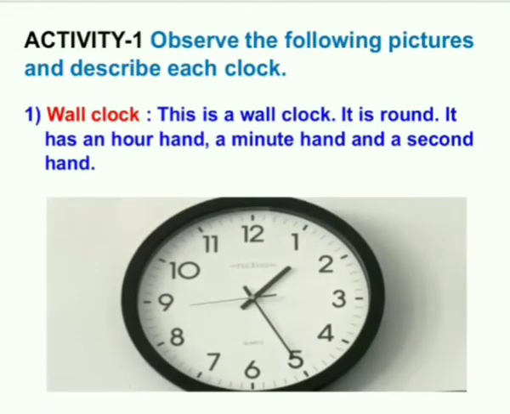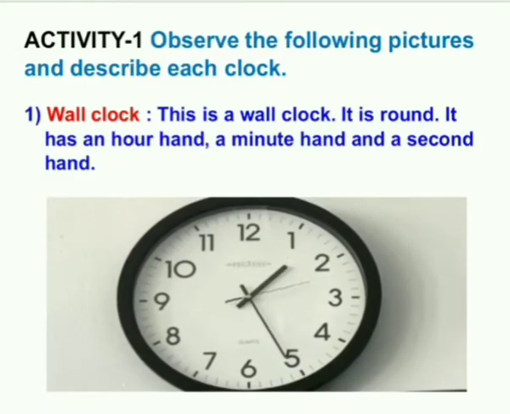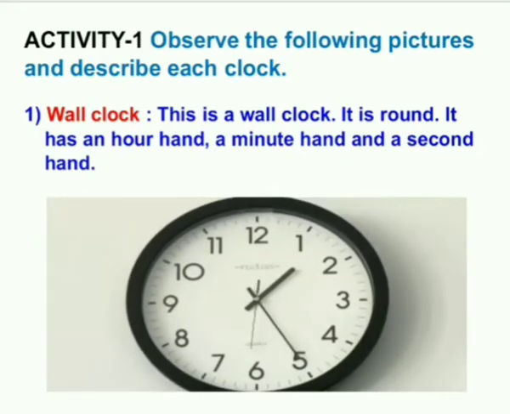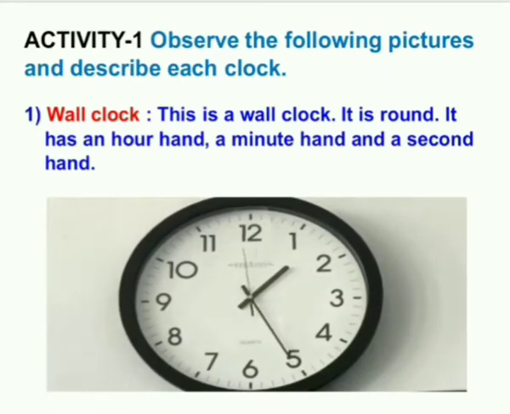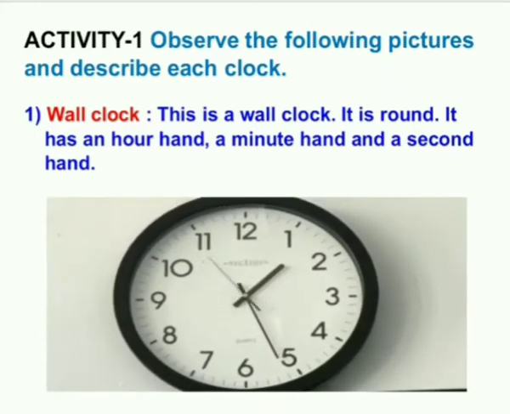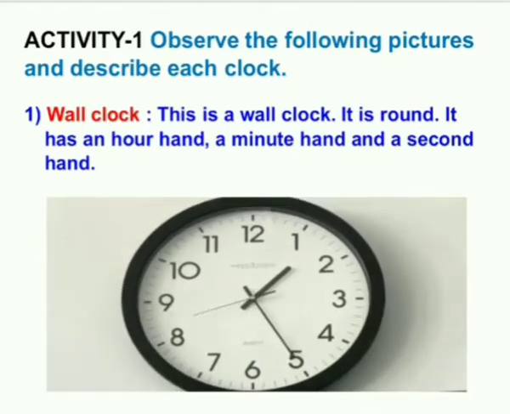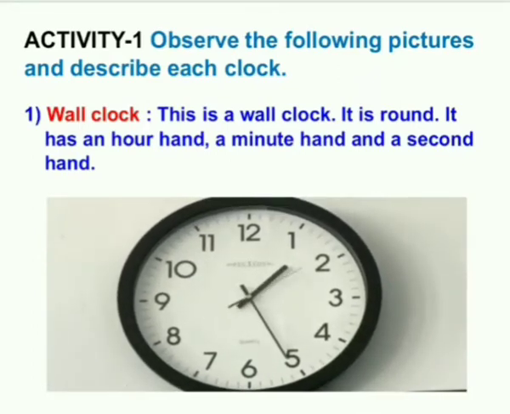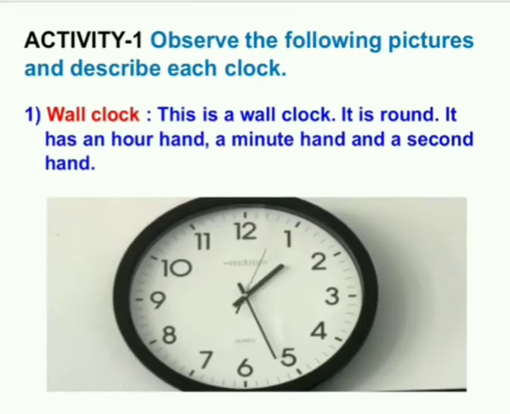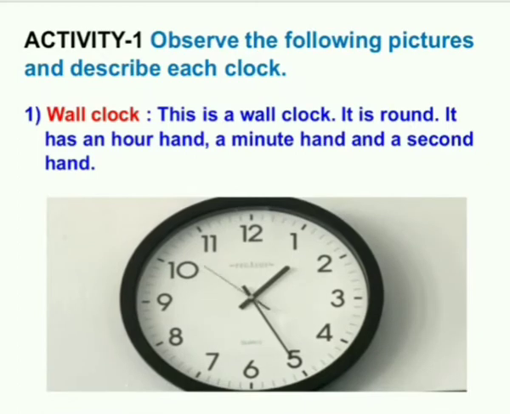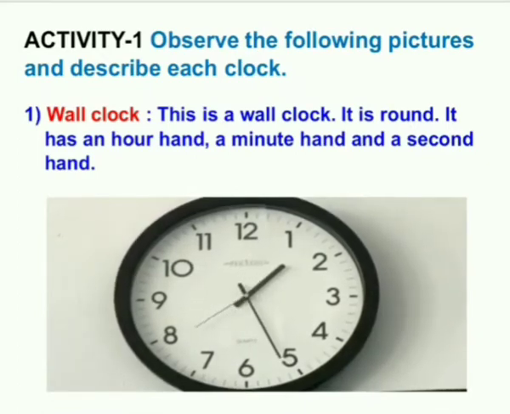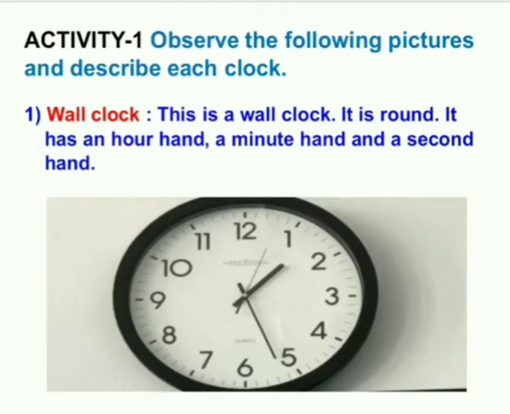In your textbook, in activity number 1, 3 pictures of different types of clocks are given and you have to describe each of them. Let's see the first picture. It is of a wall clock. So, how will you describe a wall clock? This is a wall clock. It is round. It has an hour hand, a minute hand, and a second hand.